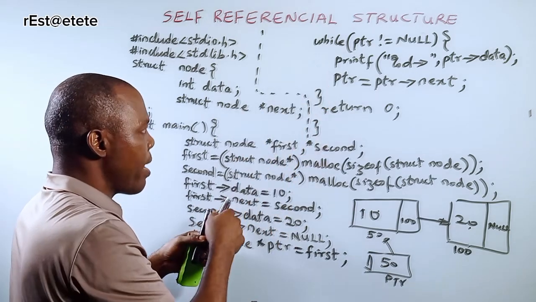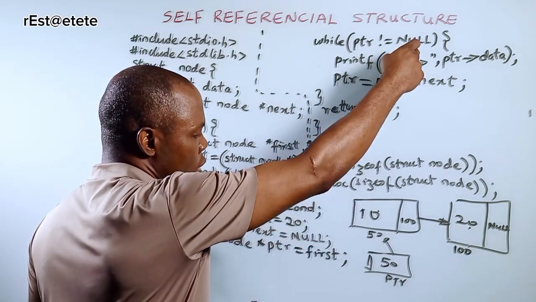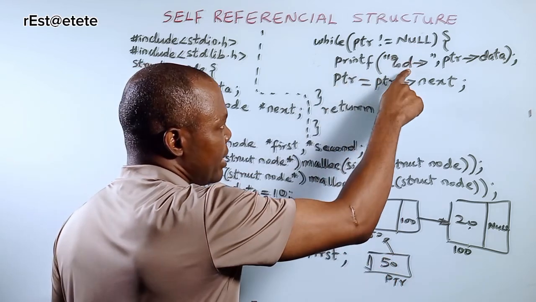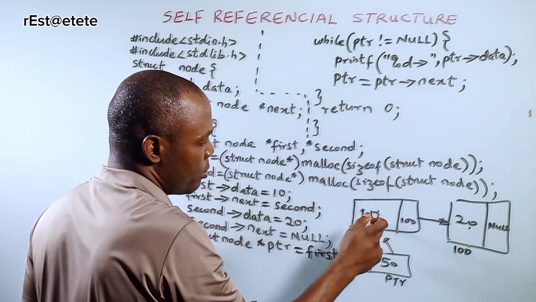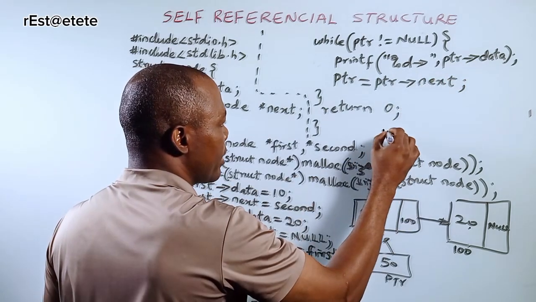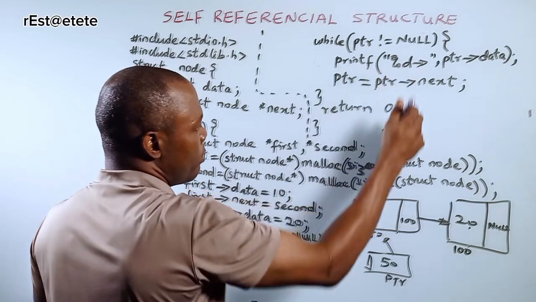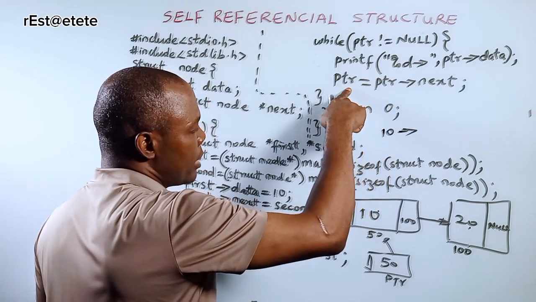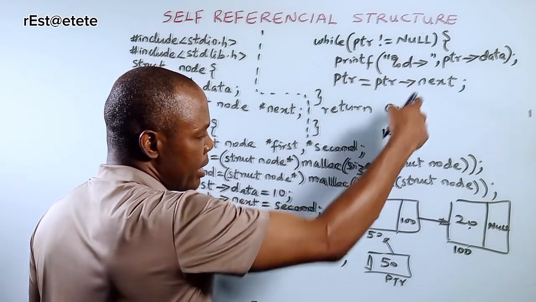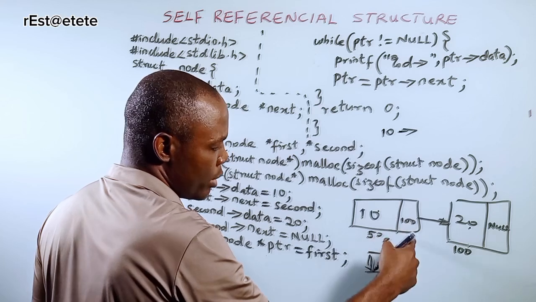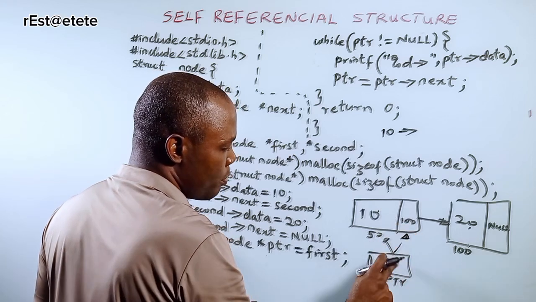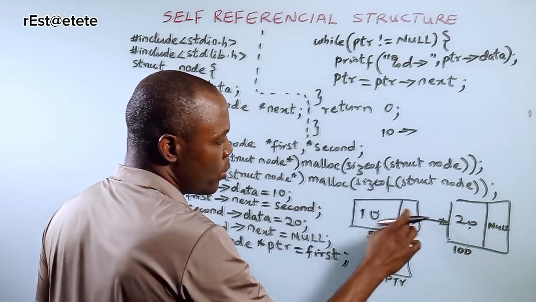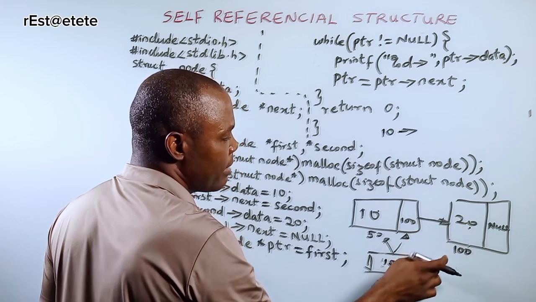Then I'm using my while loop to say if PTR is not equal to null, meaning this place is not null, go in and print out the data. So PTR data will print out 10, right? Using this symbol, it will have an arrow like this. And then change PTR. So the value of PTR next is what? 100. So it moves to this place. Now, what is 100? It is saying go to this address and then print out the value inside it.